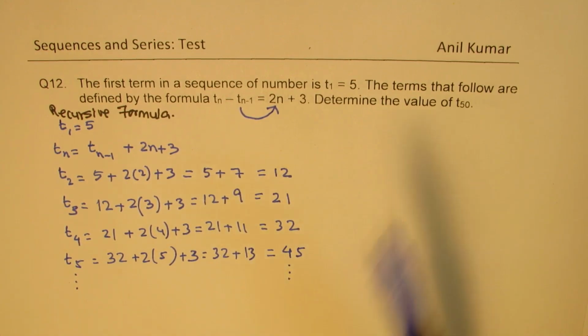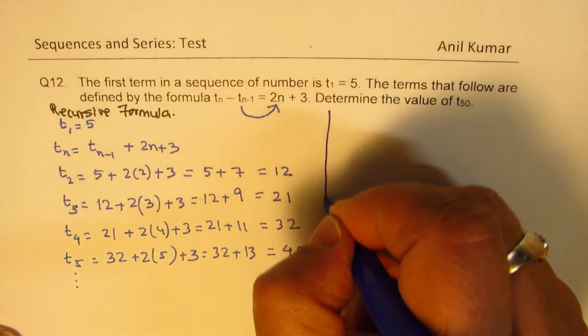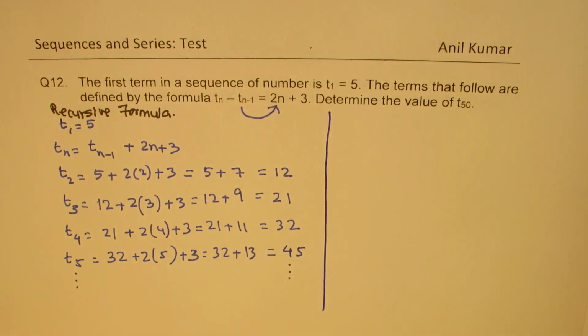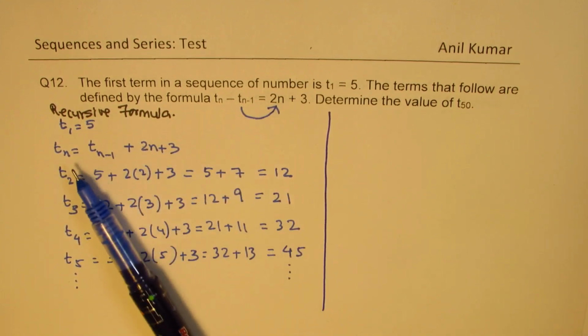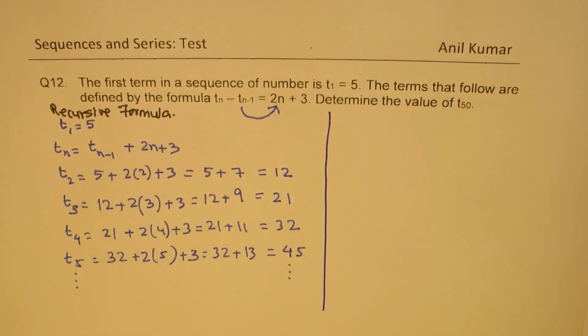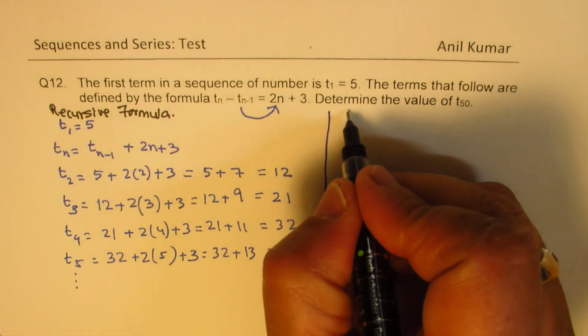Now we need to determine t50. How do we figure this out, t50? Well, we can look into the trend and then find the value. Since it is a quadratic expression, right? Since it is a quadratic expression, let's find a general term. So basically, let's find a general term.